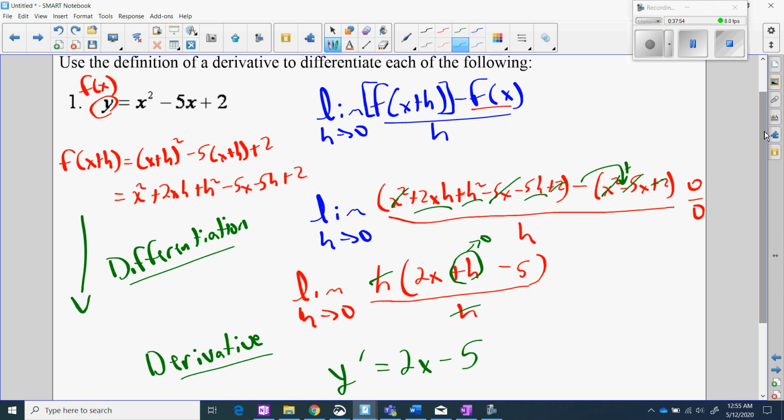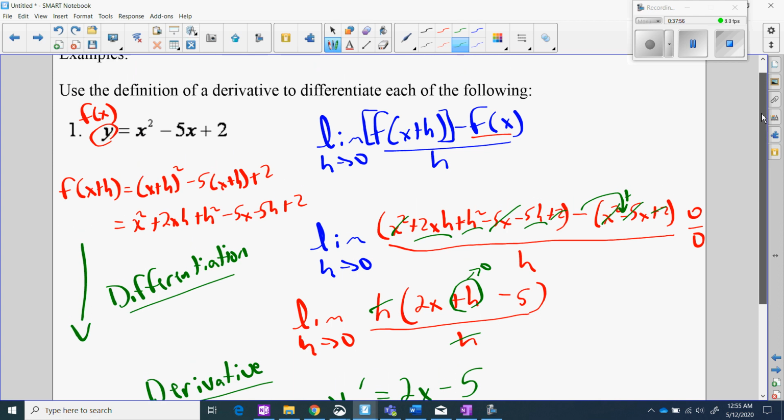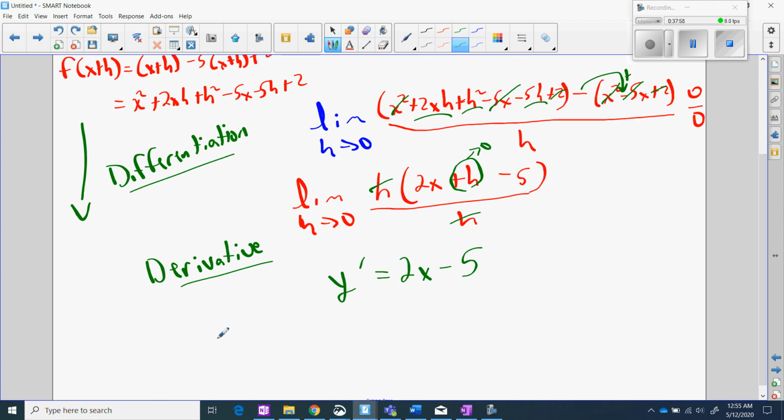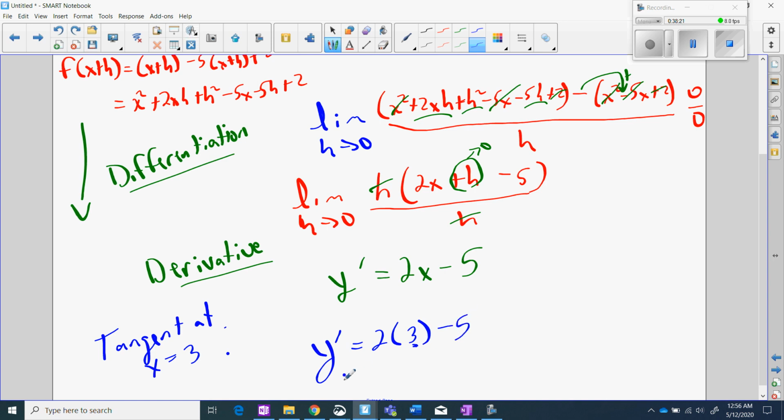So then you said, well, what the heck would I do with that? What I could now do is say, what if I drew a tangent at, let's say, x is 3? Well, you know what? I could go here, y prime. I could fill in x is 3, right, for the x. And I get an answer of 1. You say, so what?